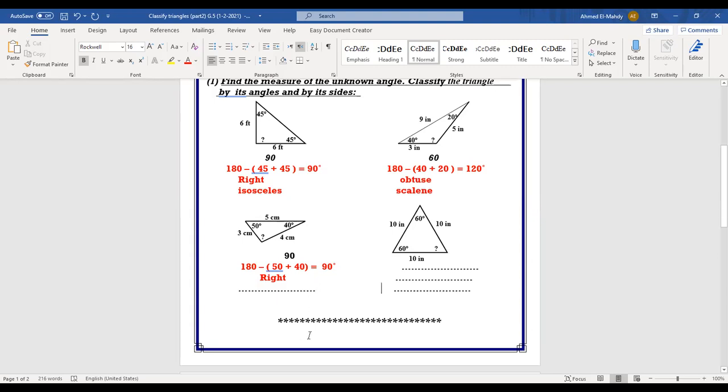Mohannad. Yes, Mohannad. What is the kind of this triangle according to its sides? Equilateral, scalene, isosceles. Scalene. We have 3 different sides here. Then this triangle will be a scalene triangle. Right. Okay.